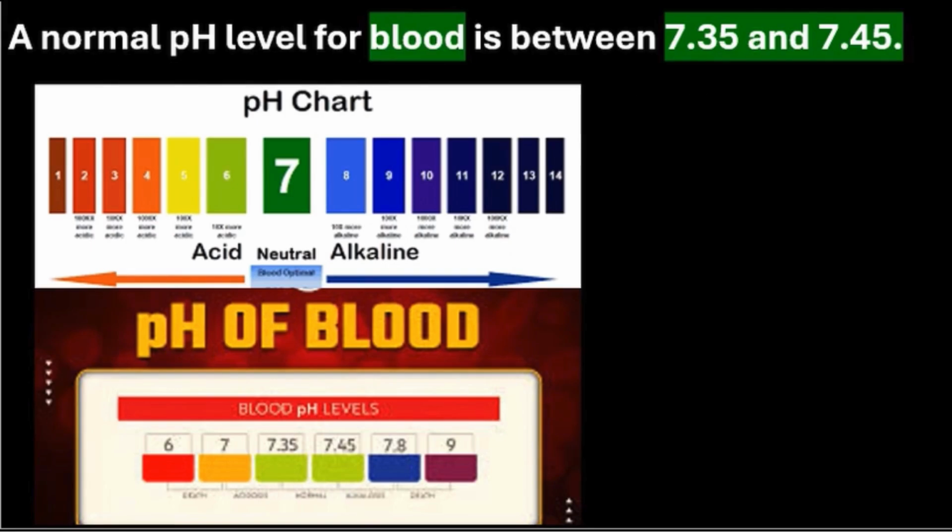A normal pH level for blood is between 7.35 and 7.45. We can see the pH chart here. 7 is in the neutral position. All the values below 7 are acid, and all the values above are alkaline. So below 7 acid, above 7 alkaline. Here in the second diagram, the pH of blood is explained. The greenish zone, 7.35 to 7.45, is the ideal pH level for blood. So blood is slightly alkaline, we can say.